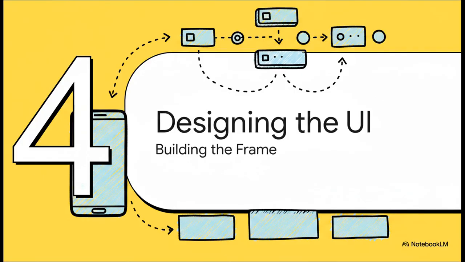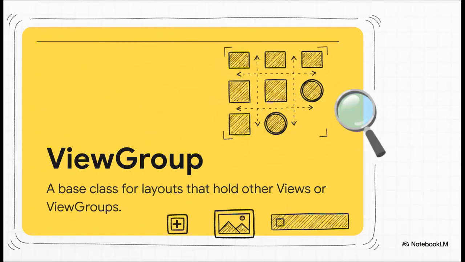Section 4. Designing the user interface. Building the frame. Let's see how this actually builds out visually using those XML layouts we just mentioned. Every Android UI relies on a strict structural hierarchy of ViewGroups and Views. A ViewGroup is essentially an invisible container that manages the spacing of its contents. The views inside, those are the actual widgets the user touches, like the buttons, the images, and the text fields.